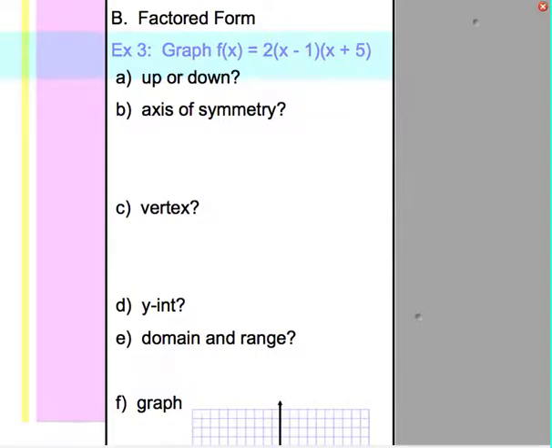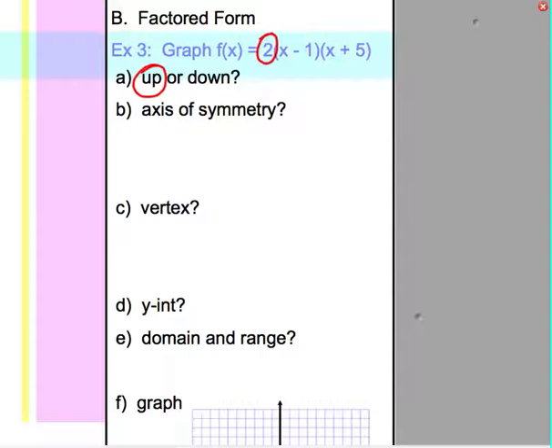All right, we're going to take a look at graphing in factored form now, and all of the steps are exactly the same. The process might be a little bit different given the factored form versus the standard form. So does the graph open up or down? Our coefficient is positive, so our graph opens up.